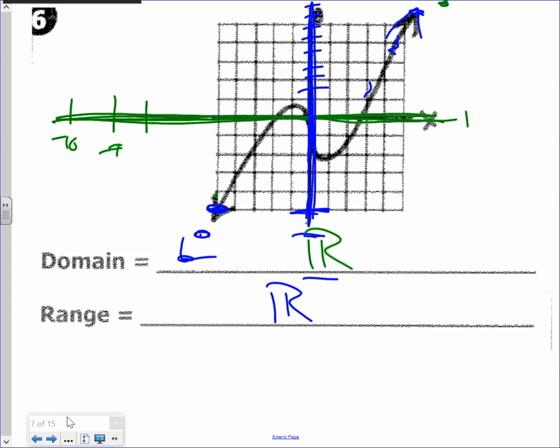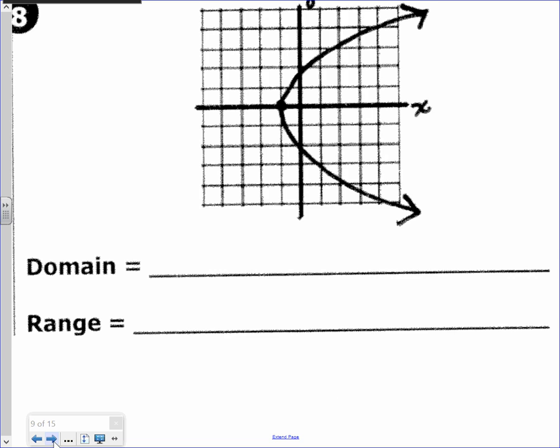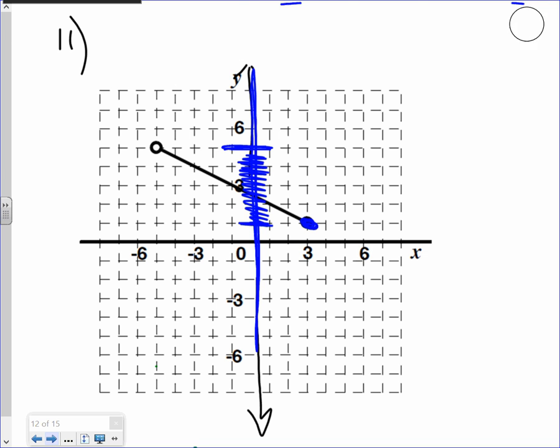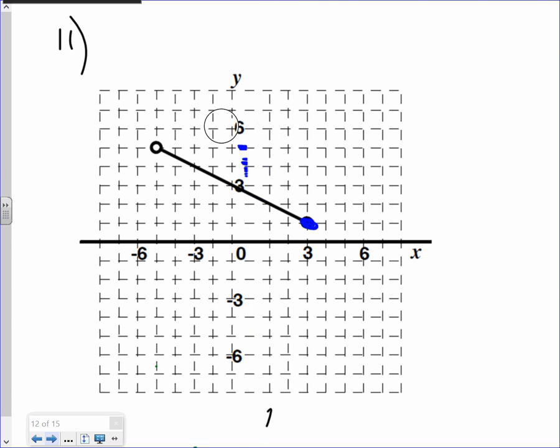Now, flip the page. 7, 8, 9, and 10. That's going to be for you and your partner, but right now, at the bottom, after 10, go ahead and copy this graph down. Make a simple x and y axis. We're going to do this one. This is the last example. So this is example 11.